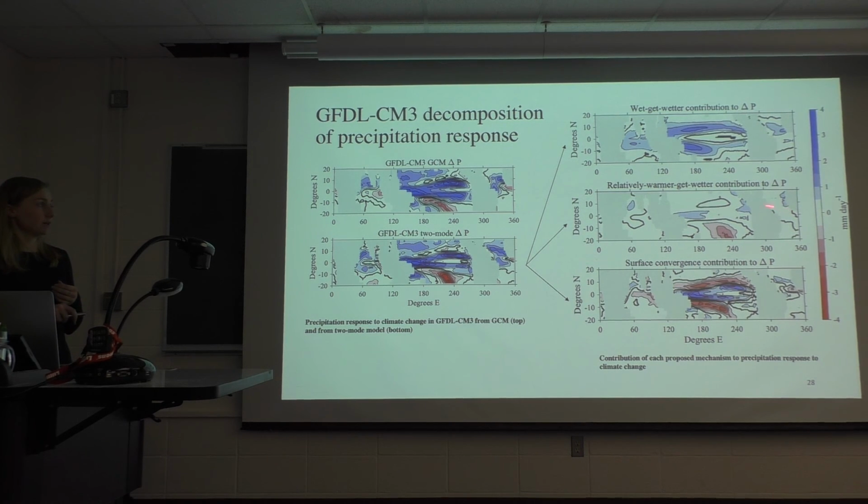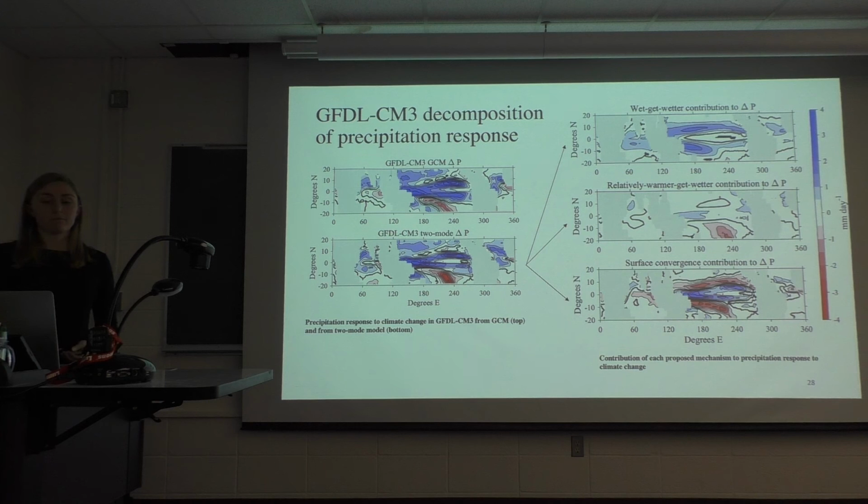The warmer get wetter mechanism is here, and it's weak, surprisingly weak, except for this negative anomaly in the South Pacific. But it's not negligible, but it's pretty small. It's surprisingly small. And then the surface convergence contribution is quite substantial. It's contributing both positive and negative anomalies. It has lots of spatial structure.